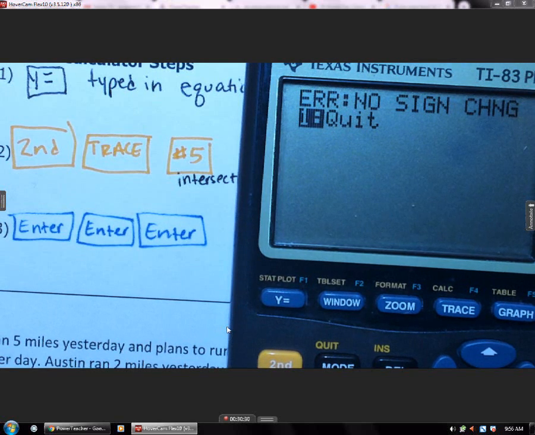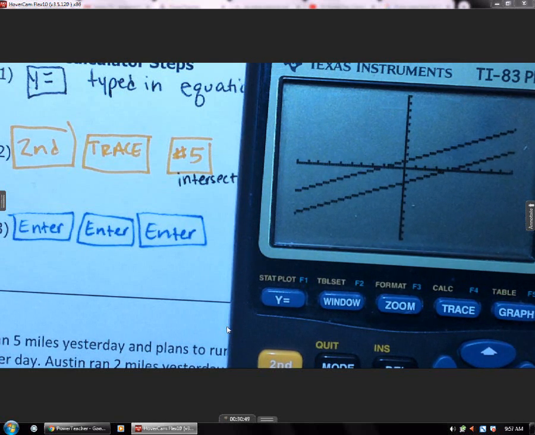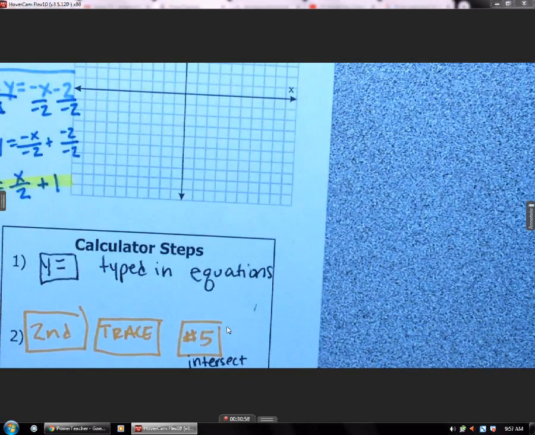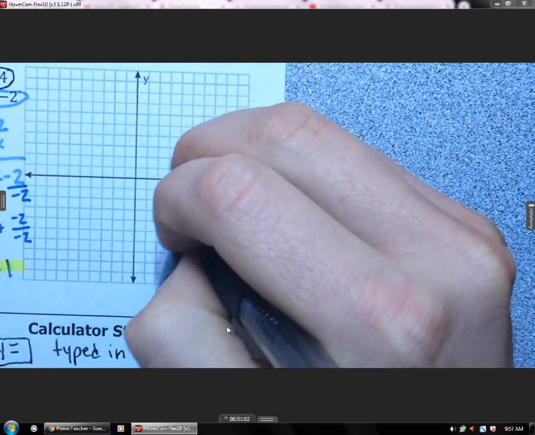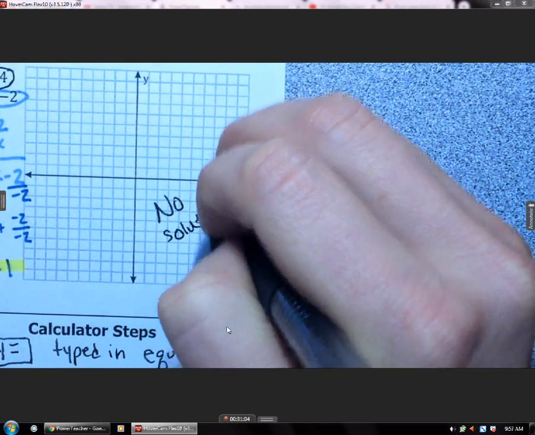It's not broken. It's telling you what's going on here. What does it say? No sign change. Well, why would it say error? You asked it to tell you an intersection. Do these lines have an intersection? No. It doesn't know how to do that. There is no intersection. So if you get error, it's not broken. It's no solution, because they're two parallel lines.